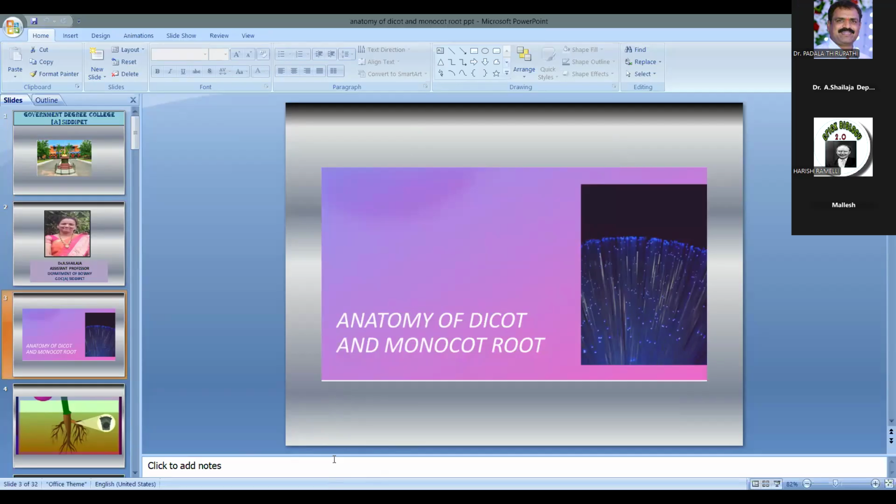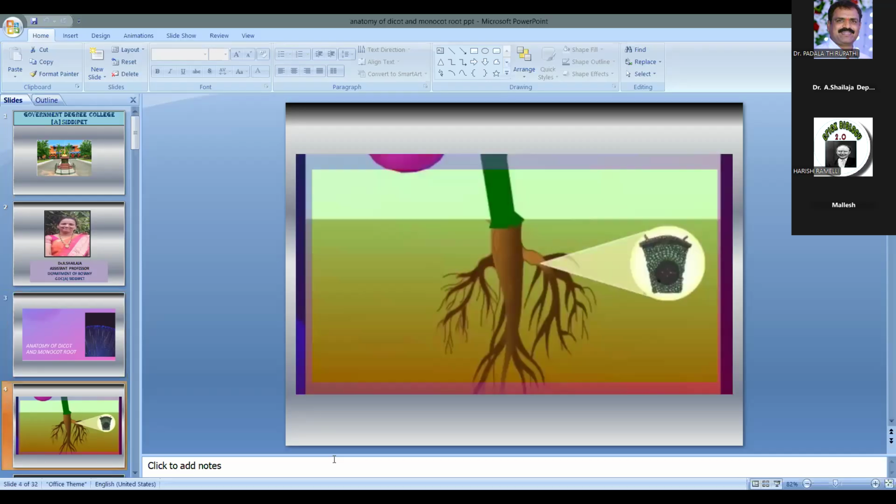Today's topic is anatomy of root. The remaining topics are anatomy of root, and after that anatomy of stem and anatomy of leaf. This is an introduction; in the general class we have already completed root structure. See here, this is a root anatomy. The root constitutes the underground part of the plant axis.